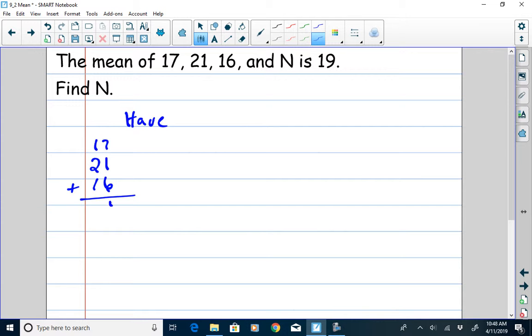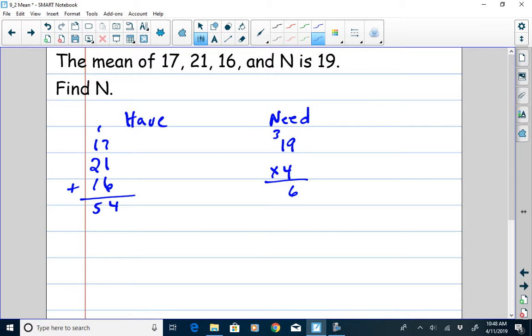7 and 6 is 13, 1 is 14, carry the 1. 1 and 1 is 2, and 4 is 2 is 4, plus 1 is 5. So right now we have a total of 54. Then we find what we need. What we need is a mean of 19 for 1, 2, 3, 4 scores. So a mean of 19 for 4 scores means we're going to need a total of 19 times 4. 4 times 9 is 36, carry the 3.